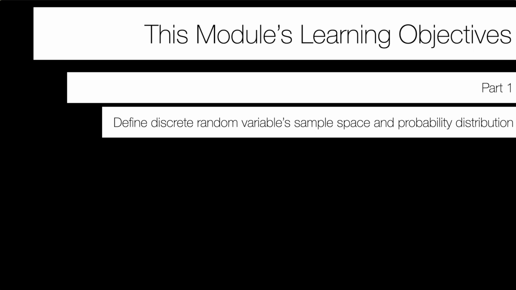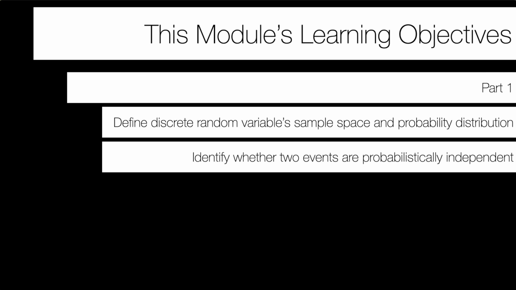So the first learning objective here in this week is going to be able to define a discrete random variable, what its sample space is, and at least be able to talk about what it means to say the probability distribution of outcomes in the sample space. We'll look at discrete things for now, primarily as a way to make things simple.